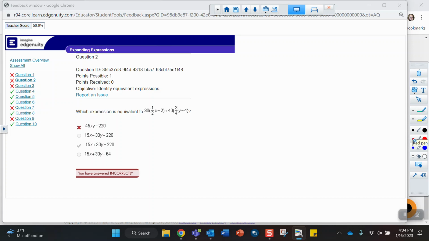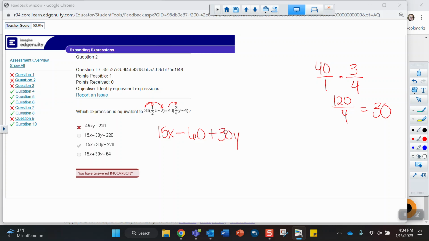Okay, which expression is equivalent? We need to distribute and then maybe combine some like terms here. So 30 times 1/2, that's 15x, minus 30 times 2 is 60. 40 times 3/4. So if you're not sure about this, do your multiplication of fractions. 40 over 1 times 3 over 4, that's 120 over 4, which is the same thing as 30. So that's going to be plus 30y. Don't forget about that y there. And then 40 times that negative 4, and minus 160.